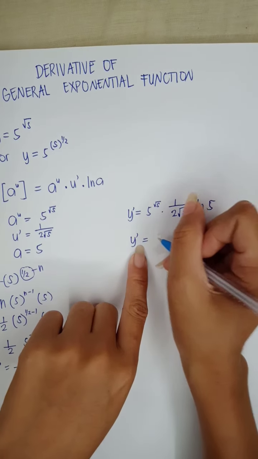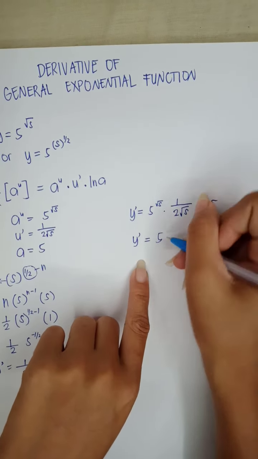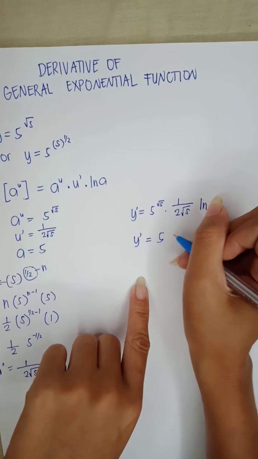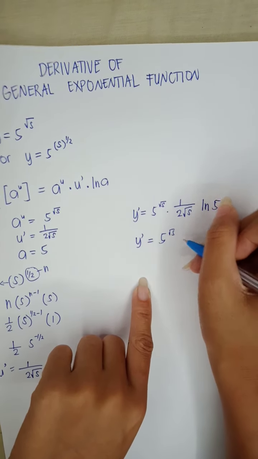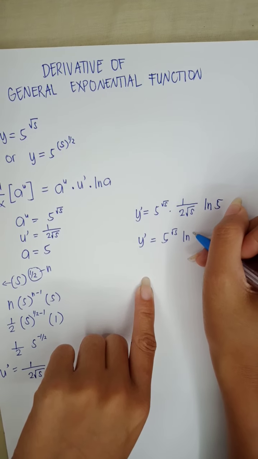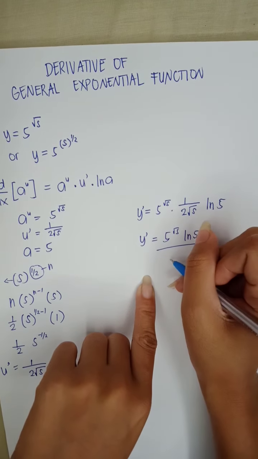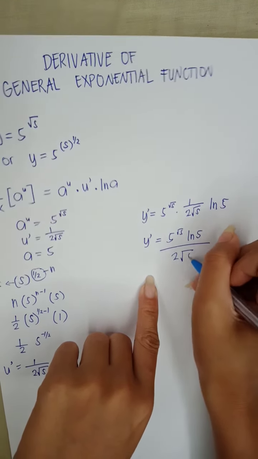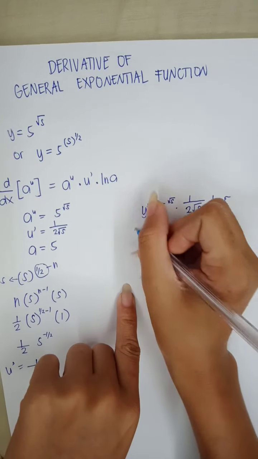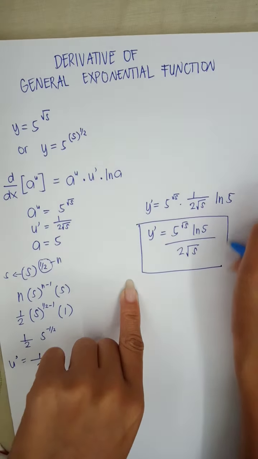So simplify y prime. Our y prime now is 5 to the square root of s times ln 5 over 2 square root of s. And this is our final answer.